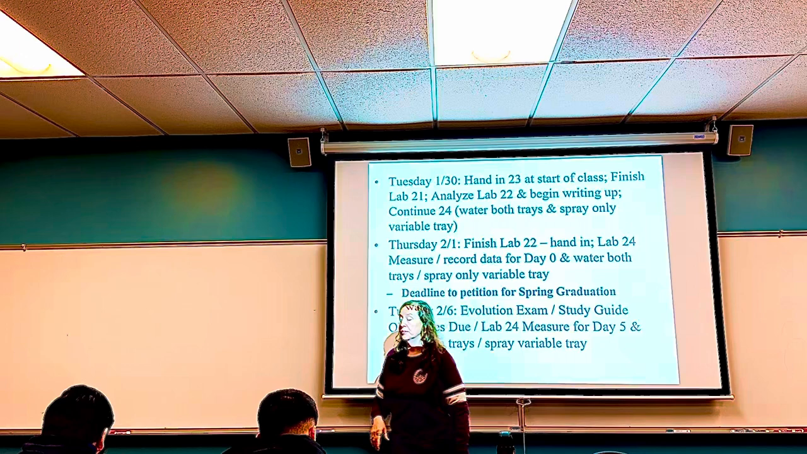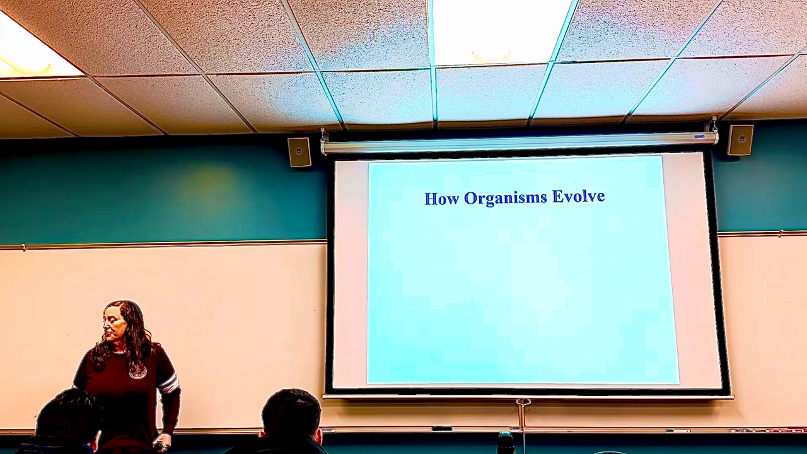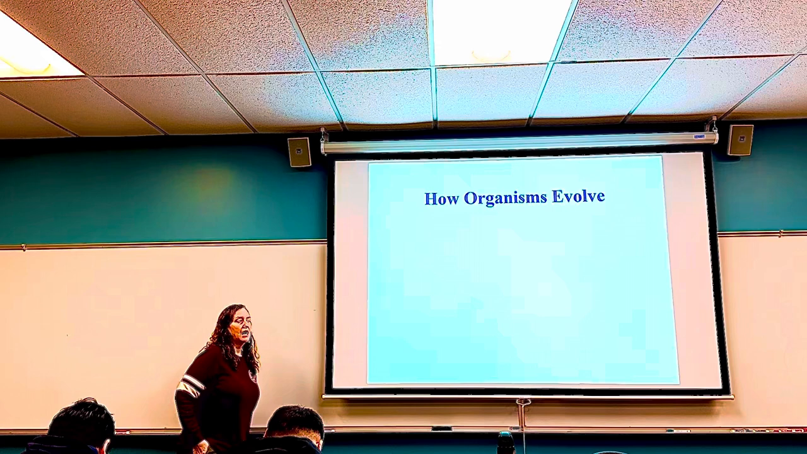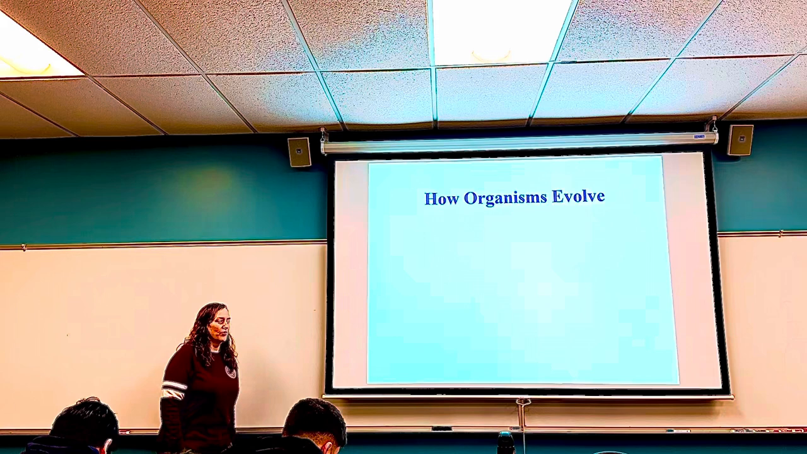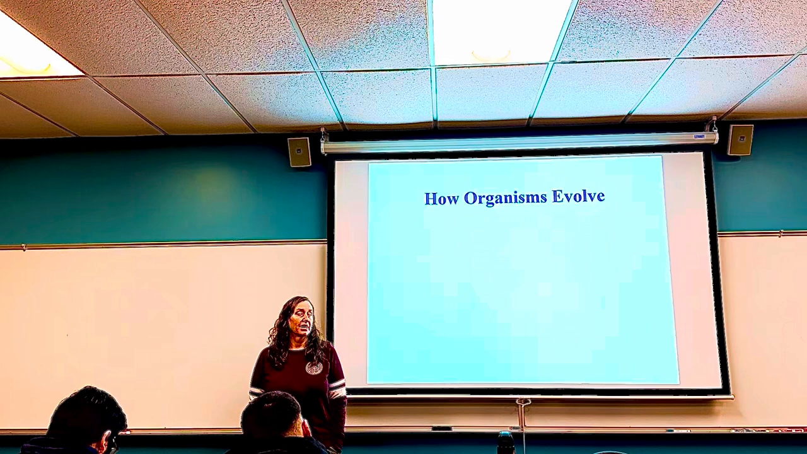All right, let's talk about organism evolution and how this happens. Typically when we're talking about organism evolution, we're talking about it on a population level. Organisms don't evolve. Like, I can't just be like, I'm going to evolve into a dinosaur. I can't do that. The genes that I have, the inheritance I've gotten from my biological mom and biological dad, it's already set. I can't change that.